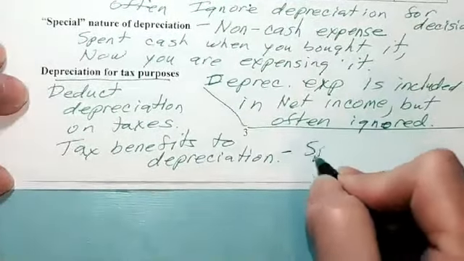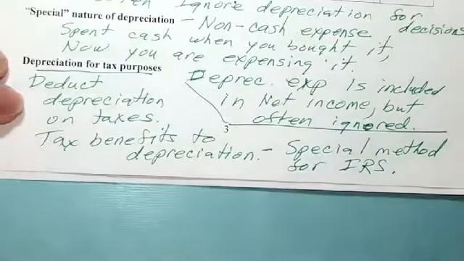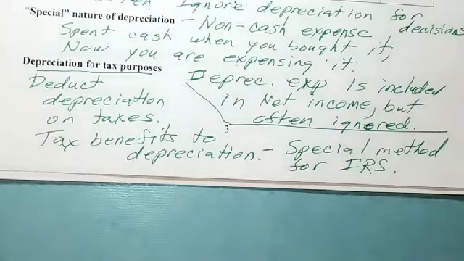However, they have a special method for the IRS. You wouldn't use straight line depreciation. You don't really use units of production. They've got a whole different way to do it, but it's still a way to write it off.